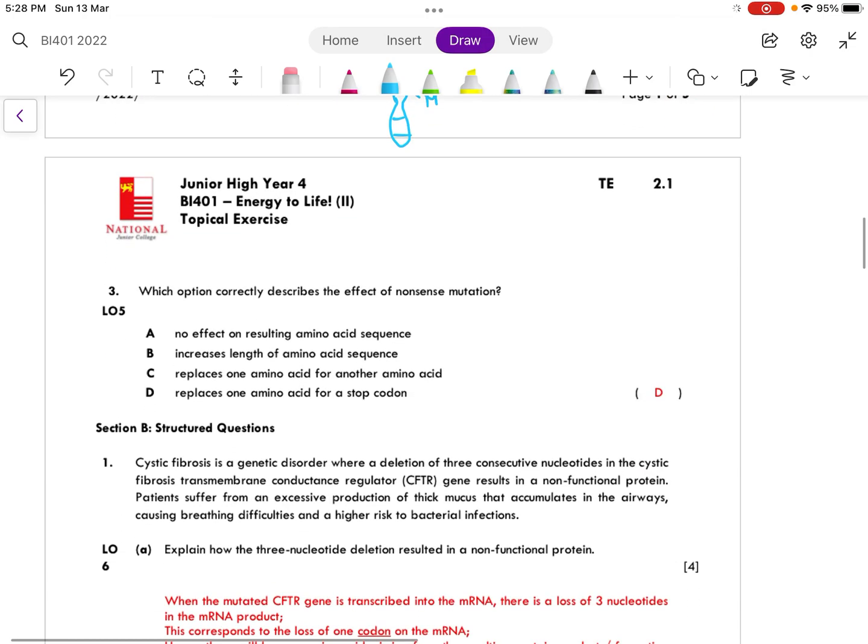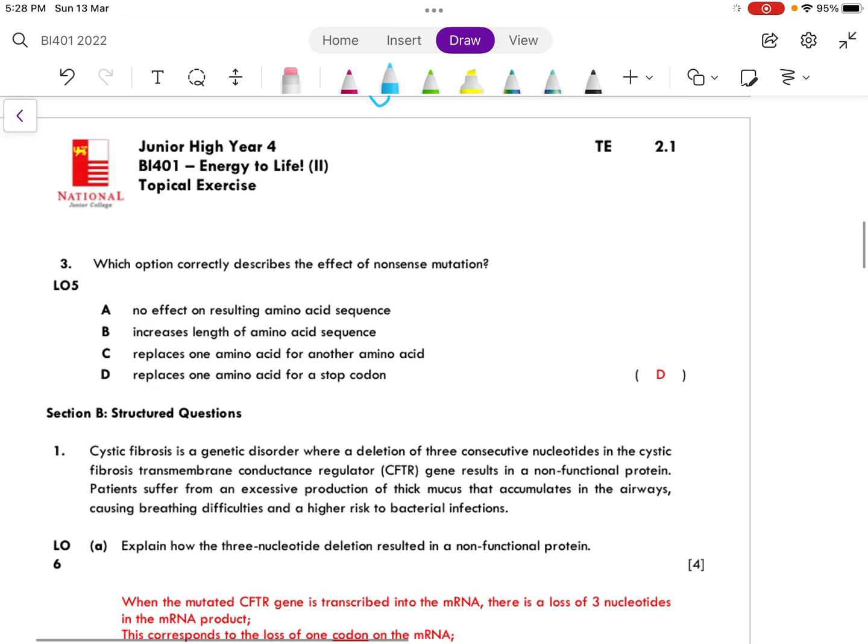Next, let's go to question 3. Which option correctly describes the effect of nonsense mutation? Okay, A, no effect on resulting amino acid. If there's no effect, we refer to it as a silent mutation. If it increases the length of the amino acid sequence, I would say very likely there was some sort of an insertion, okay, that resulted in the increase in length of amino acid.